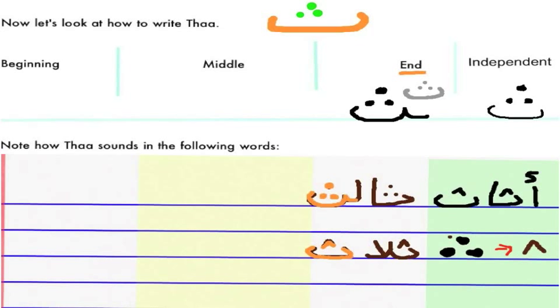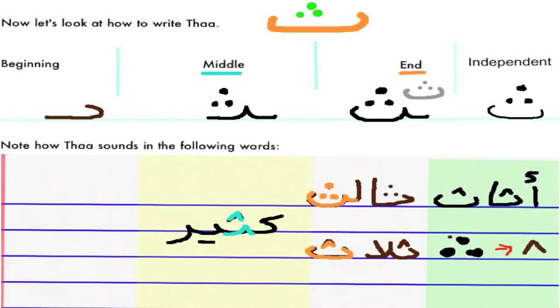When thaa is in the middle, it looks like this. Example, kathir, which means a lot. And finally, when thaa is at the beginning of the word, it looks like this. Example, thalj, which means ice.